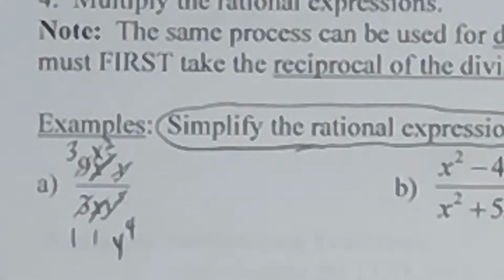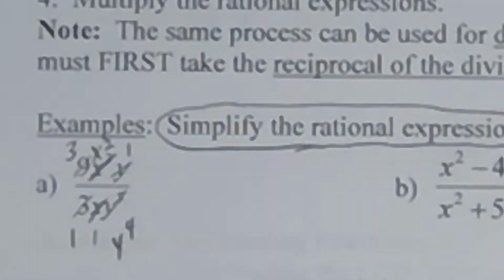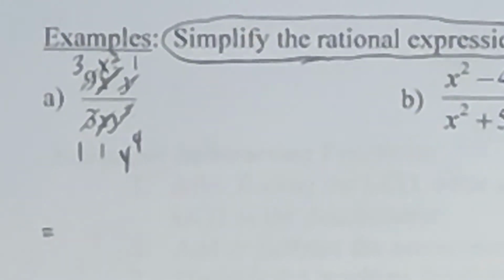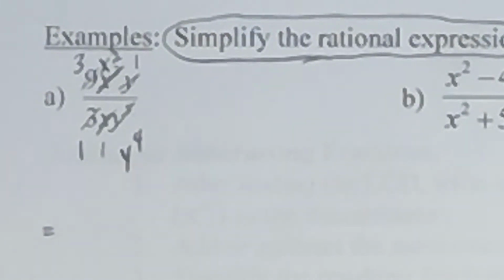We put the y to the 4th wherever the larger exponent originally was, so we put it down there. And we put a 1 wherever the smaller exponent originally was, in this case the top. We then multiply the different parts together, just like we did in that example I just showed you. 3 times x squared times 1 is 3x squared. And 1 times 1 is 1. 1 times y to the 4th is y to the 4th.